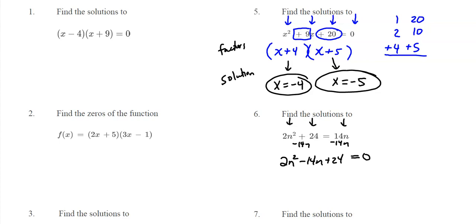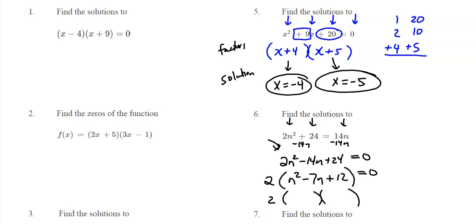I don't like that 2 in front of n squared, so I think I'm going to try to pull a GCF out. I think I'm going to yank a 2 out of everybody. That's usually helpful. Now I think I'm ready to traditional factor, play my game.